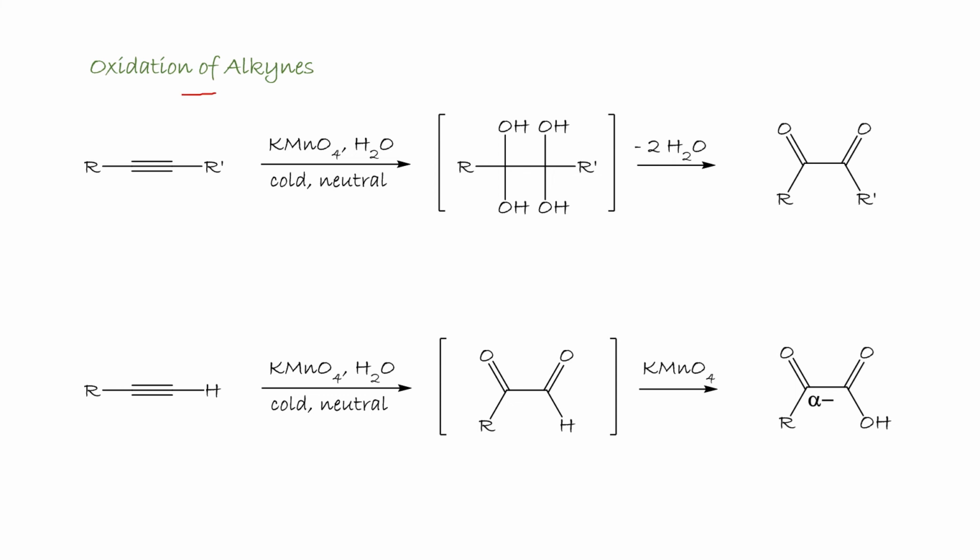Oxidation of alkyne with potassium permanganate, but cold in neutral media, you get the dione. If it's terminal, you get this intermediate, which further oxidizes this carbon, the aldehydic carbon, to carboxylic acid, and you will end up with an alpha keto carboxylic acid. Alpha keto carboxylic acid.